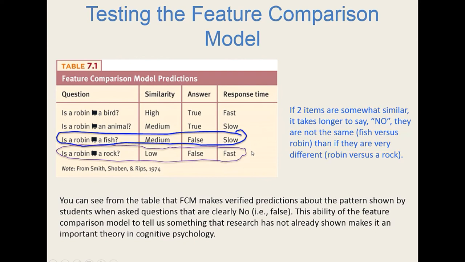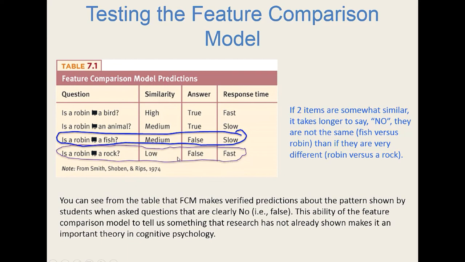But if we think of these two down here, where the answer is a no, a false, if the two items are somewhat similar, it takes them longer to say no. They are not the same than if they are very different in this case. So is a robin a rock? So the similarity between a robin and a rock is very low. They don't share a lot in common, right? The answer is definitely false. And because there's not much overlap in the features of a robin and the features of a rock, people answer that very quickly.